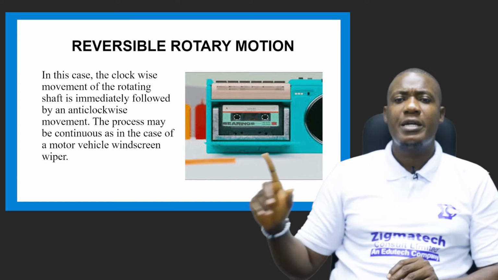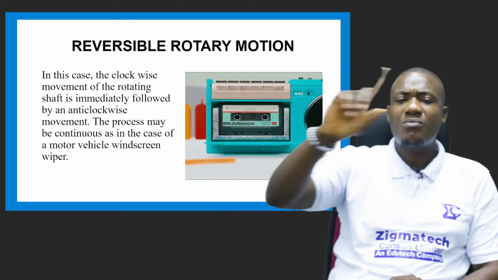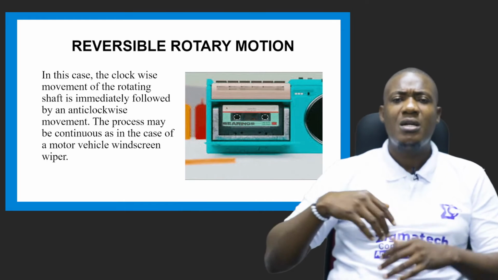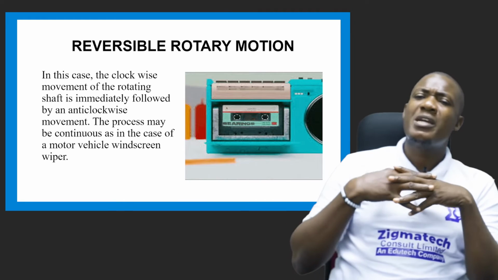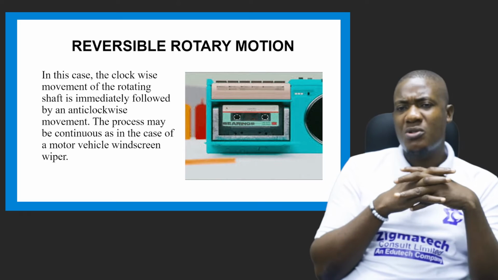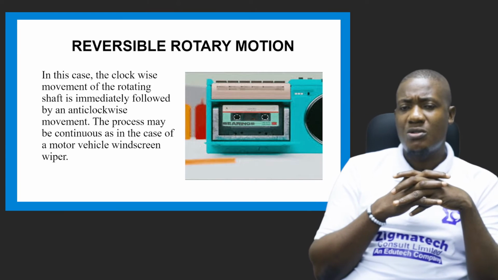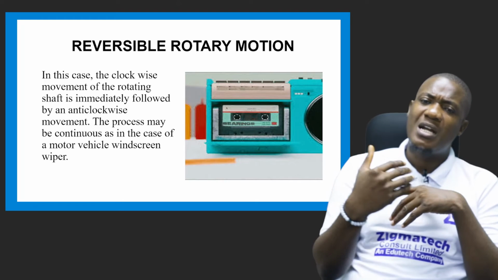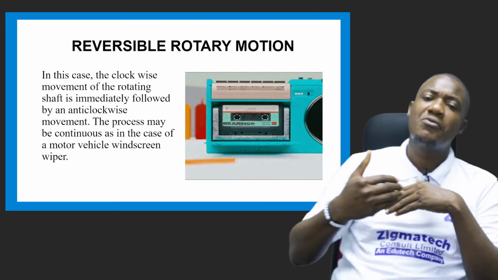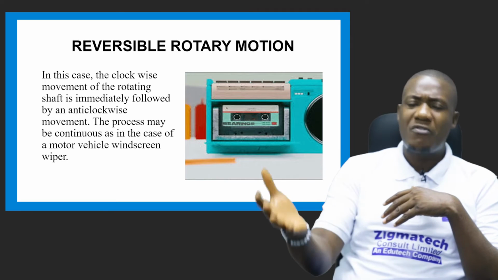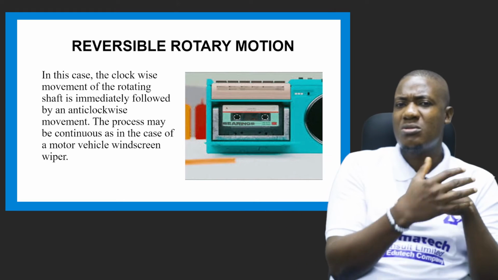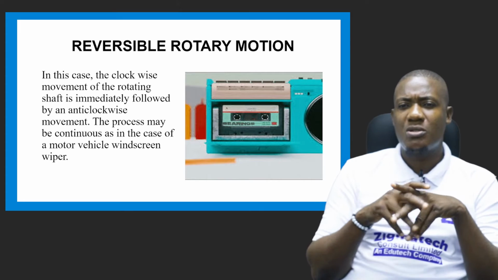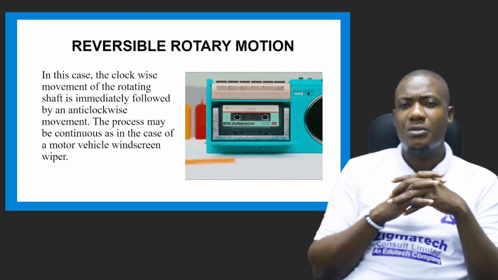Also, you have a case where the wiper of a vehicle turns in this direction and then in this direction. This kind of rotary motion is also utilized in automobiles in the reverse gear system. In this way, we can have a car move forward and also move backward. Even a forklift, and trains, that is locomotives, all make use of reversible rotary motion.